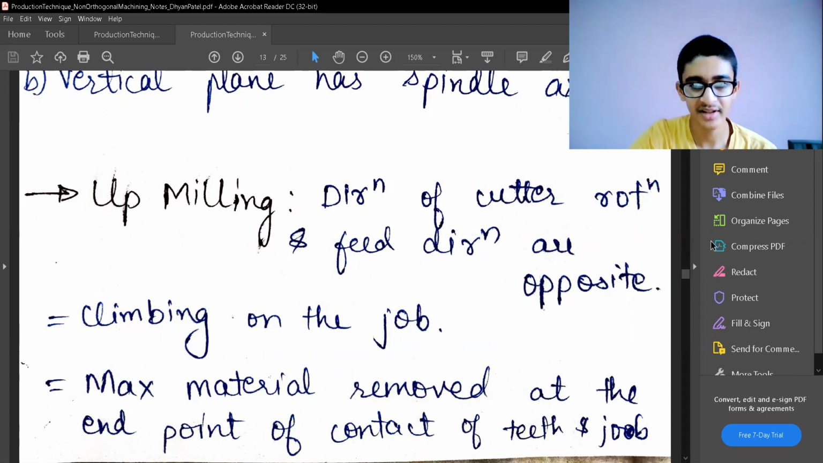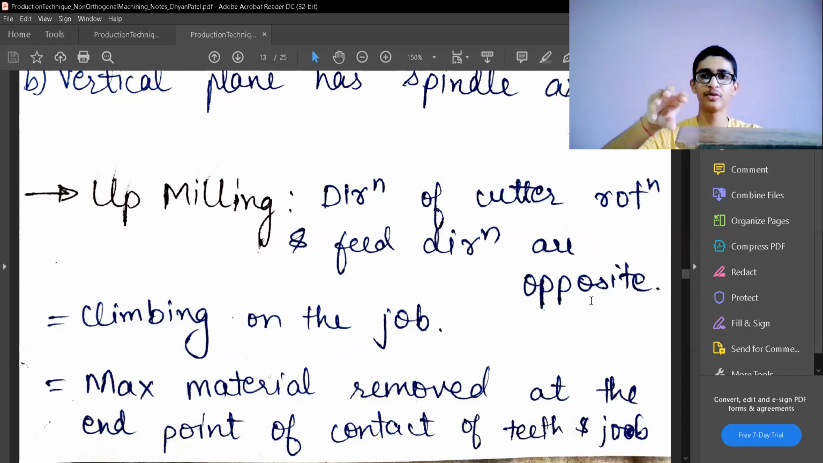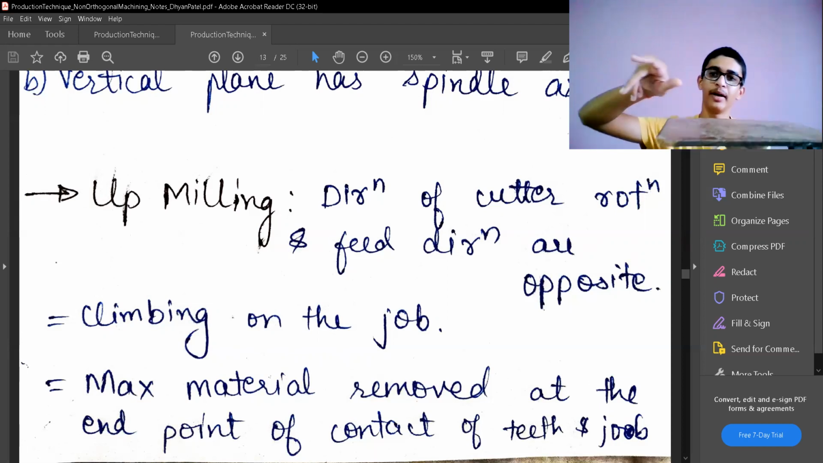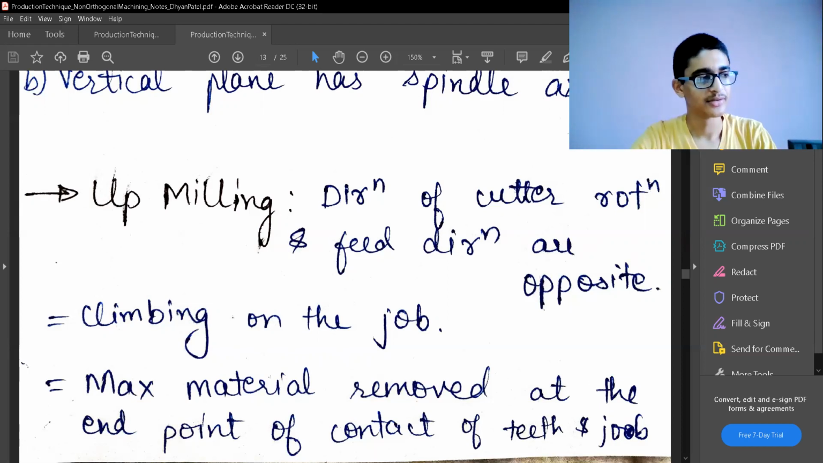So in up milling, the direction of cutter rotation and feed direction are opposite. That means my feed is going in that direction and my cutter is rotating in the opposite direction. That is how up milling will look, and the opposite will be that my feed is in that direction, so I'm moving from here to there, and my cutter is also rotating in the same direction. That's how it has been differentiated.